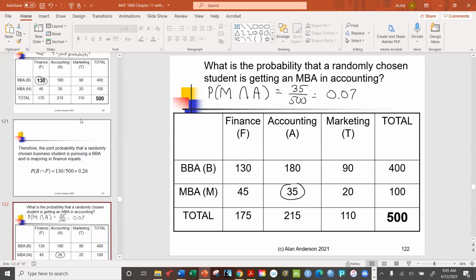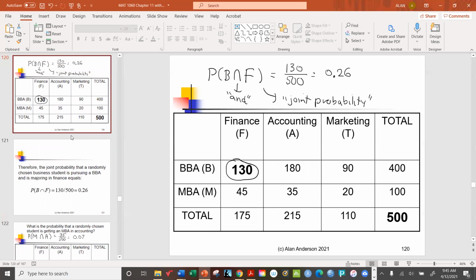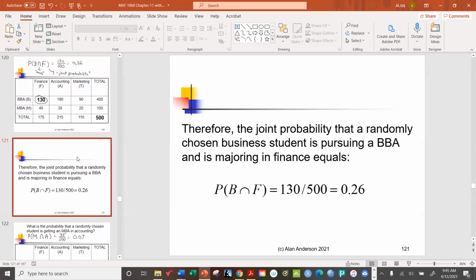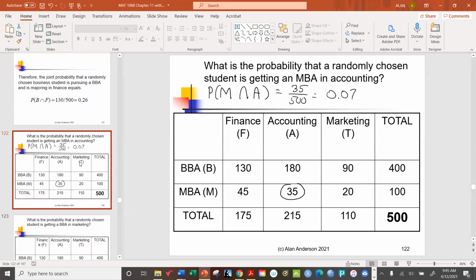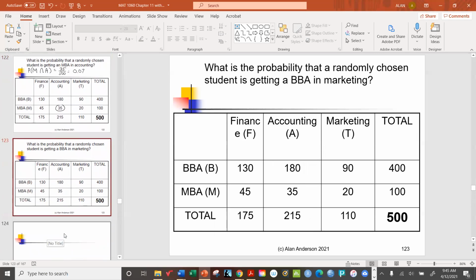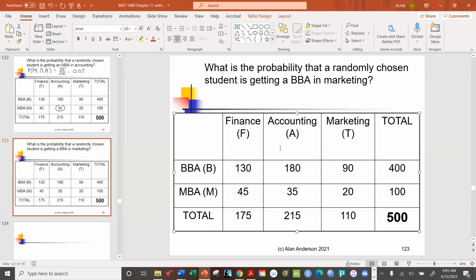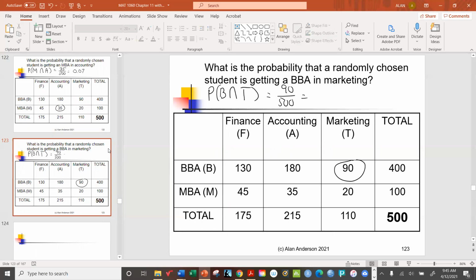So anyway, yes. So we've already done bachelor's degree in finance, 26%. So master's degree in accounting is 35 out of 500 or 7%. How about bachelor's degree in marketing? That means bachelor's degree, the first row, marketing, 90 out of 500. So we write this as B and T. Remember, T is marketing, 90 out of 500. 18%.